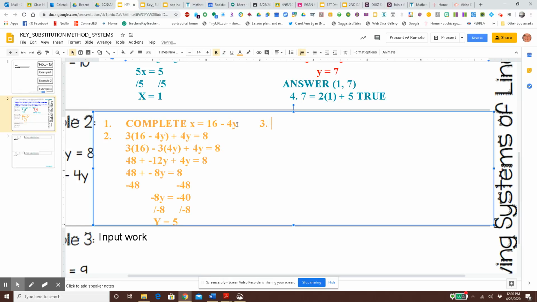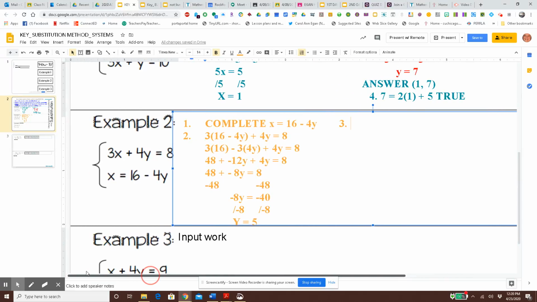Step 3, take what I know. I know y equals 5, and I'm going to substitute that back into one of the original equations. It doesn't matter which one I choose, but I am going to choose number 2. The reason is because I want to know the value of x. Here, x is already isolated.